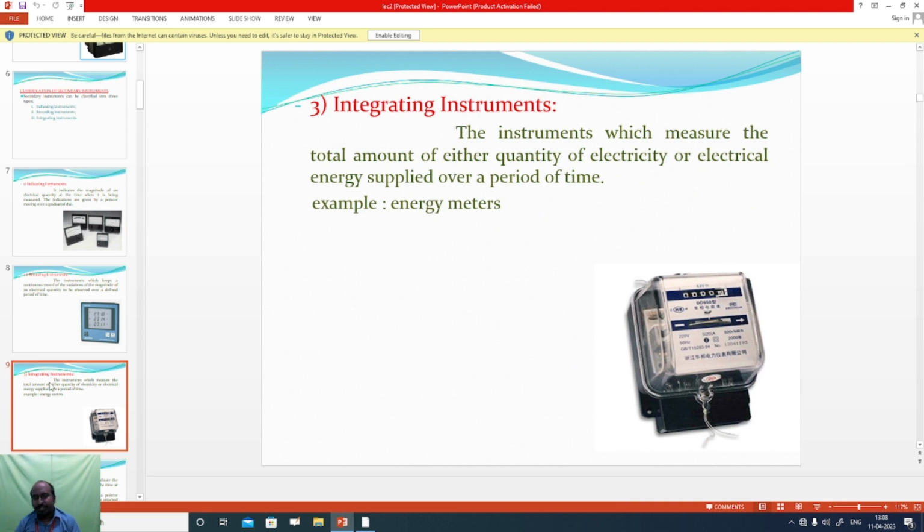while the energy meters or watt meters come under the integrating type of instruments, since they measure the quantity of electricity or electric energy supplied over a definite period of time.